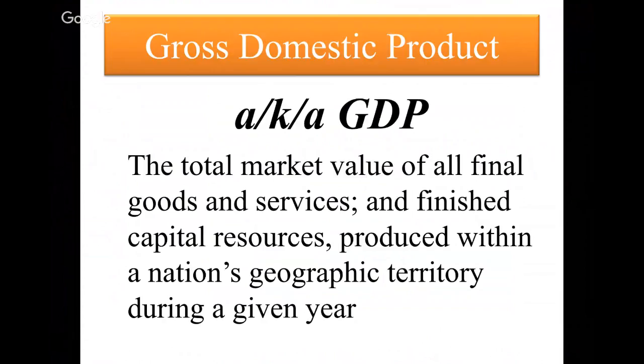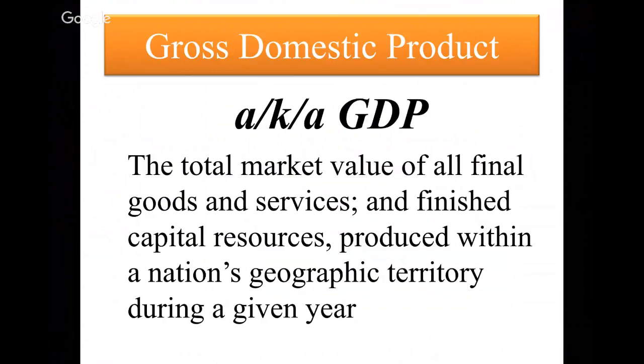Now, please notice it says within the geographic territory. We have national boundaries. If it's inside the lines, it's counted. If it's outside the lines, it's not counted. But notice there's no talk of national affiliation. If the income or production happens on U.S. soil, whether it's by an American citizen or a foreign citizen, whether it's by an American-based company or a foreign-based company, if it's inside the lines, it counts.